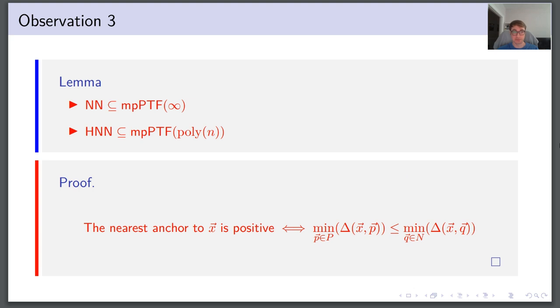And it was observed in the original paper of Hajnal, Yu, and Turan that NN and HNN are included in these classes directly. And that's just because the nearest anchor to X being positive is expressible as the minimum of the distances in P being less than or equal to the minimum of distances in Q. And since these distances are linear forms, we have an MPPTF realizing arbitrary NN representations.